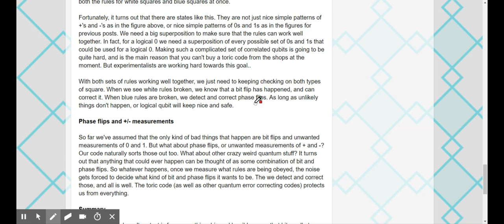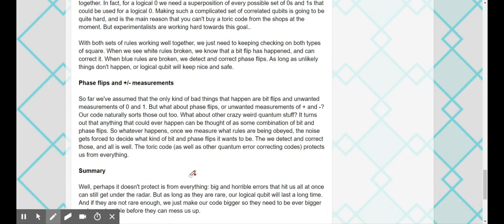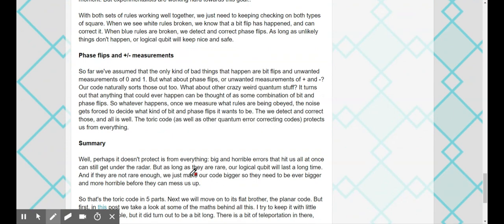So far, we assume that the only kind of bad things that can happen are bit flips and unwanted measurements using ones. But what about phase flips or unwanted measurements of pluses and minuses? Yay! Our code naturally sorts these out too. What about those other crazy weird quantum stuff? It turns out that anything that could ever happen can be thought of as some combination of bit and phase flips. So whatever happens, once we measure that rule, the rules are being obeyed. The noise gets forced to decide what kind of bit and phase flip it wants to be. Then we detect and correct those, and all is well.